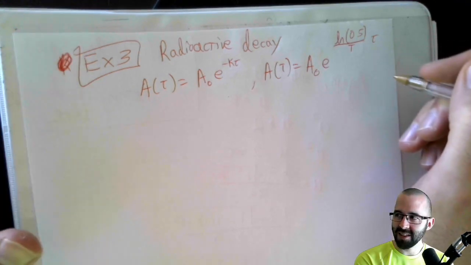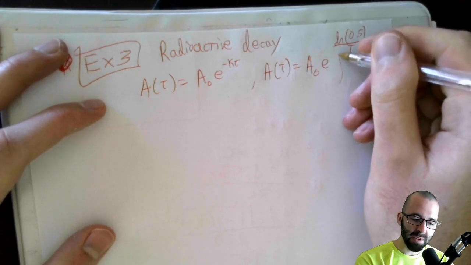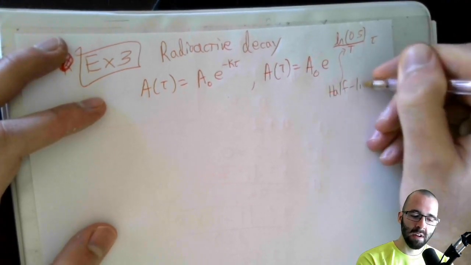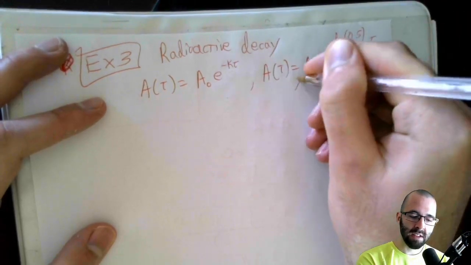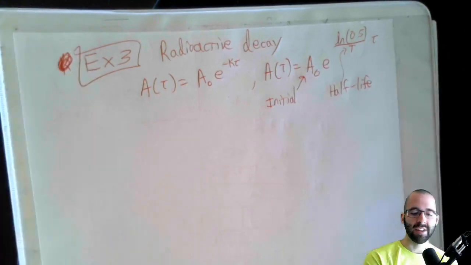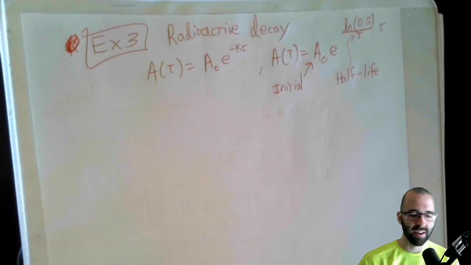And don't worry, I'm going to pause soon and not overwhelm you. This capital T, this is called the half-life. A sub 0 is the initial. Okay, let's talk about this before we do the example, because there's a lot going on here.